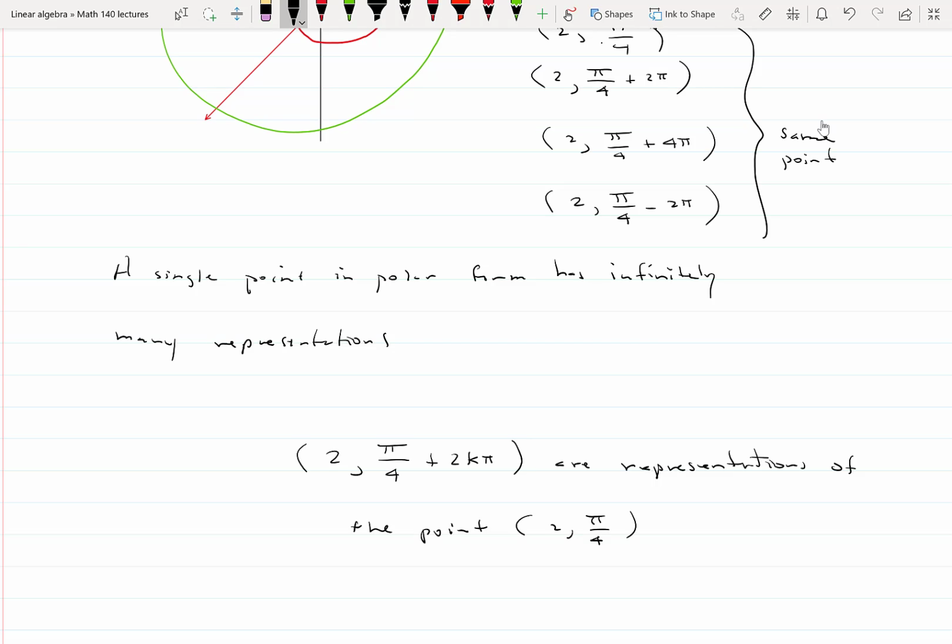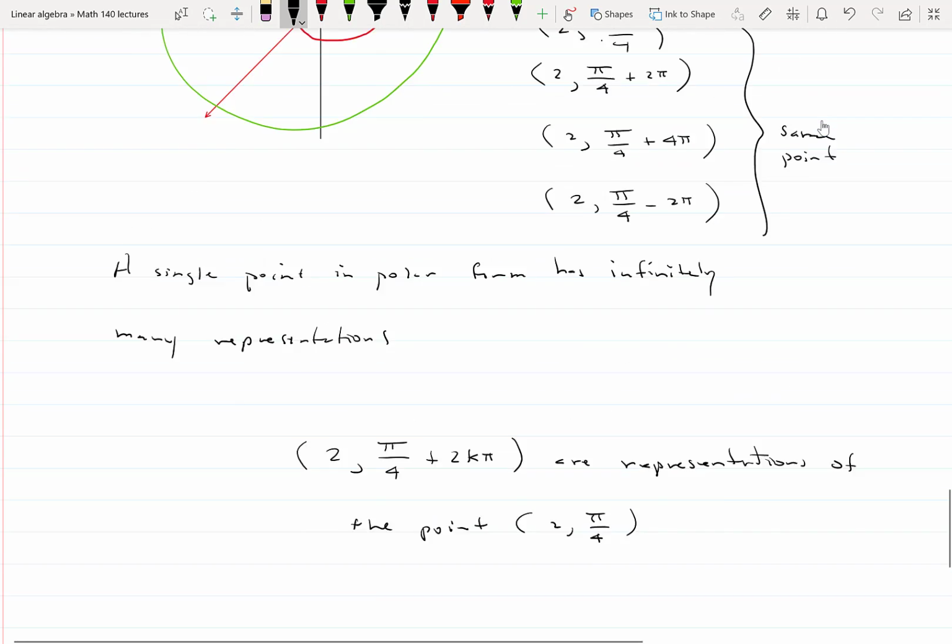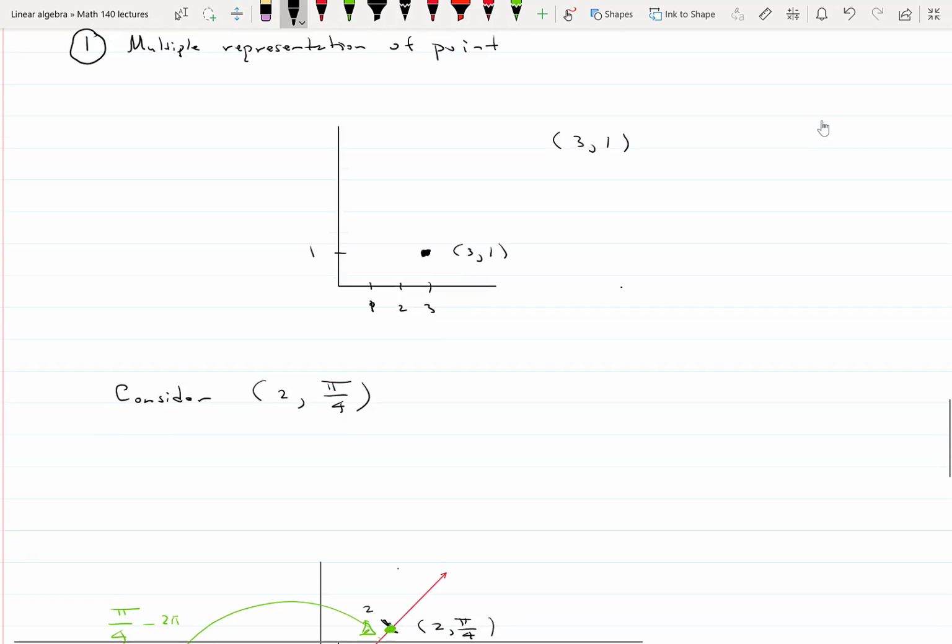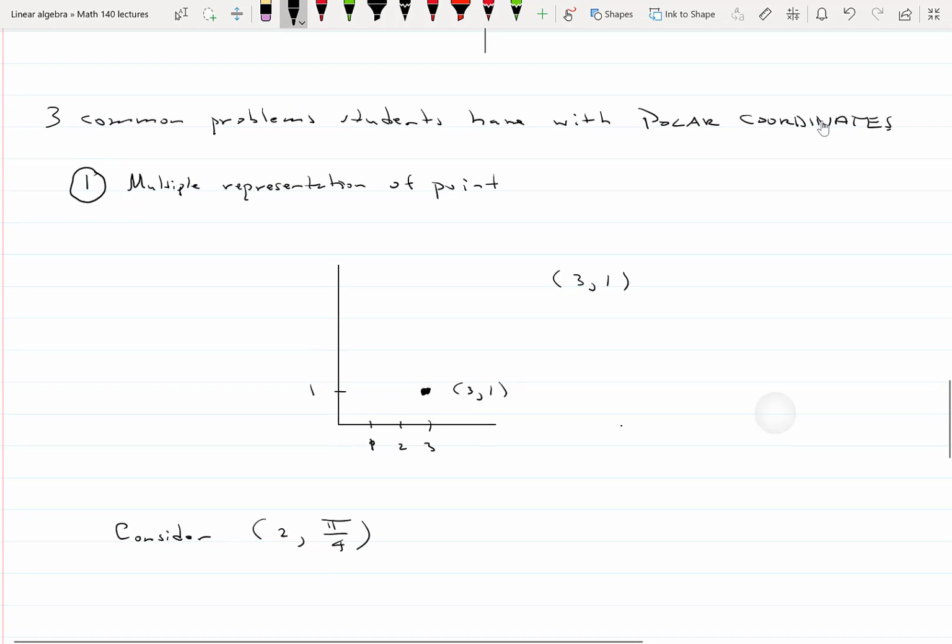And here's the thing: these representations, 2, pi over 4 plus 2k pi, aren't all the representations of that single point. There's another way to designate these points. There's still another formula, if you will, for the same point. And that brings us to our second main problem. The first problem is that there are multiple representations of a single point.